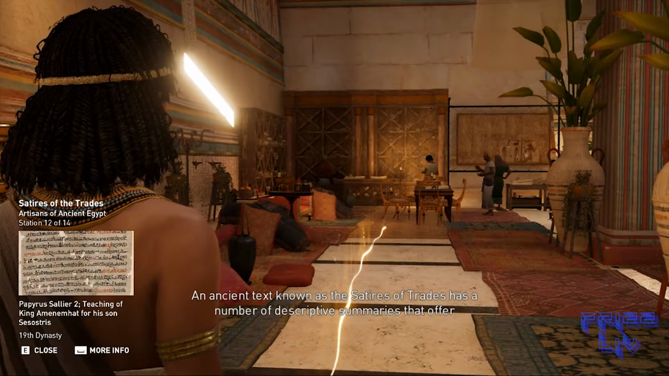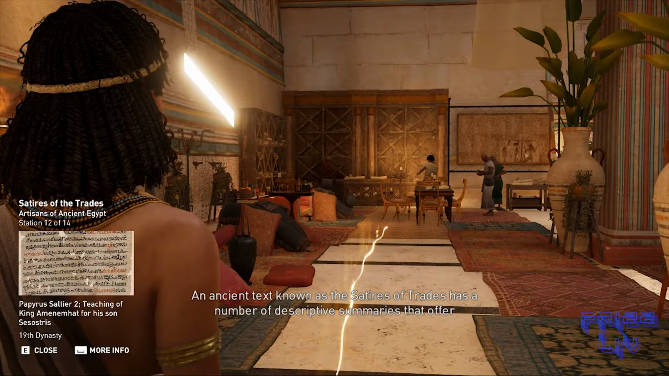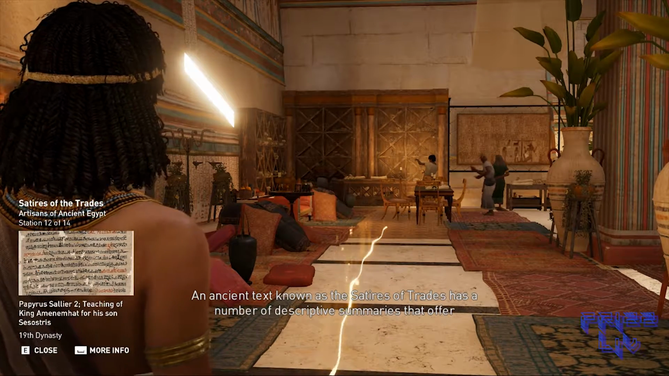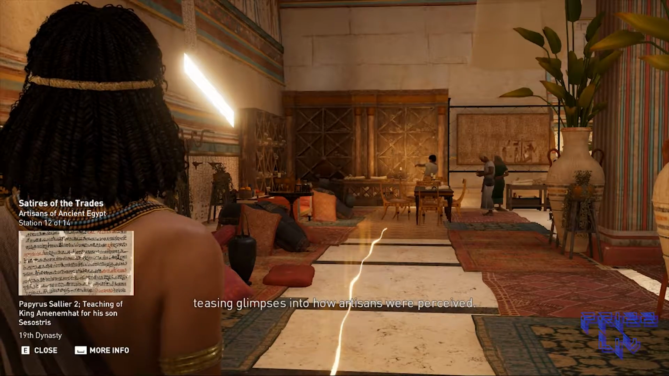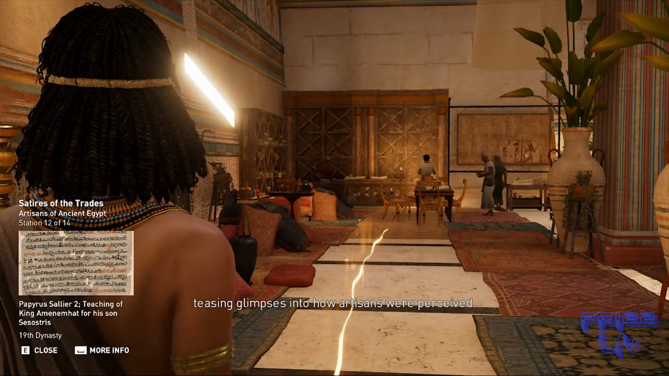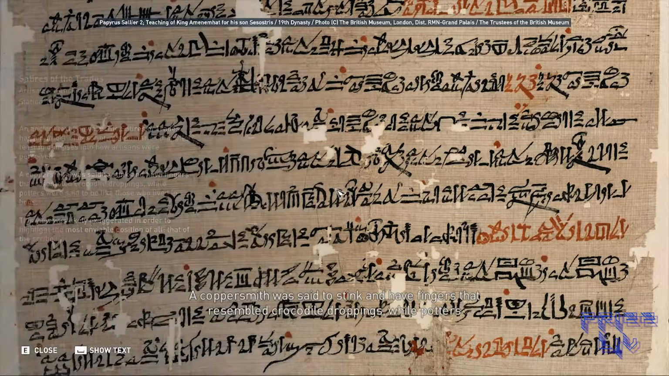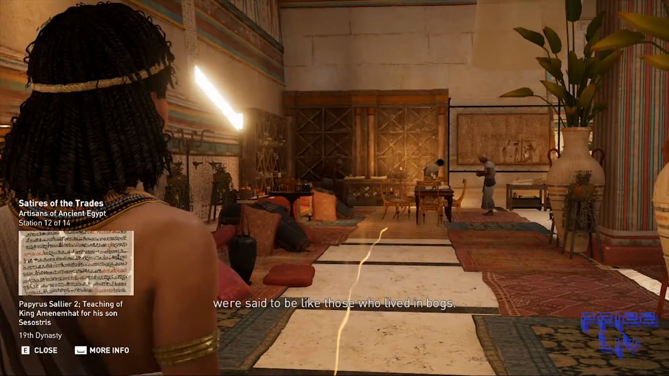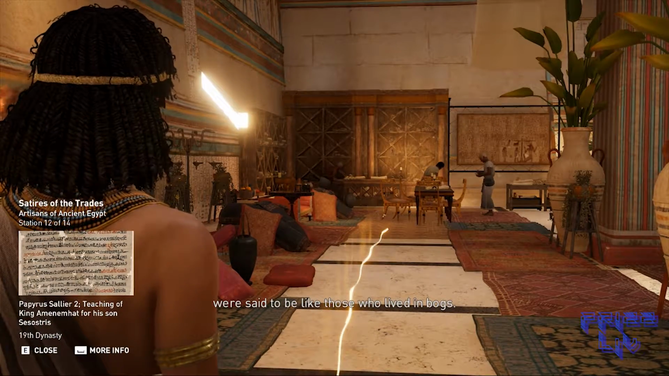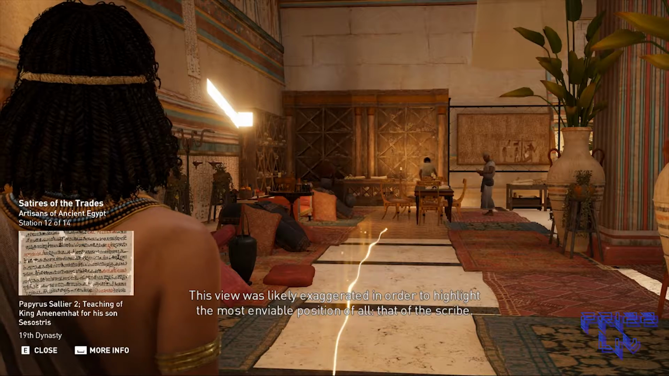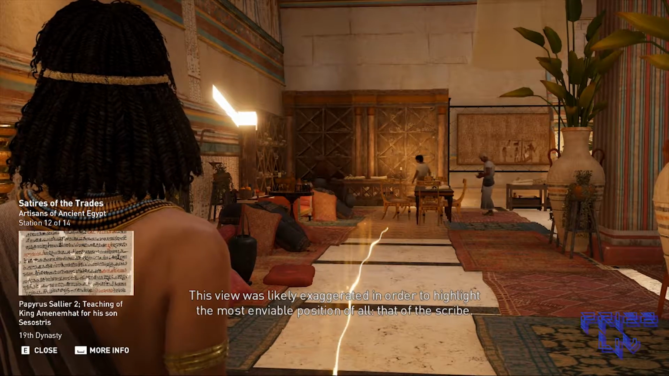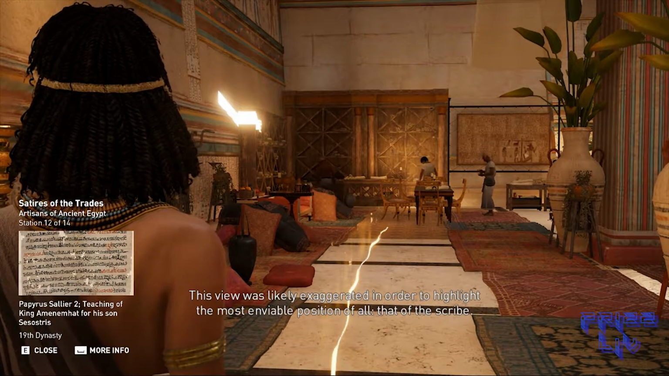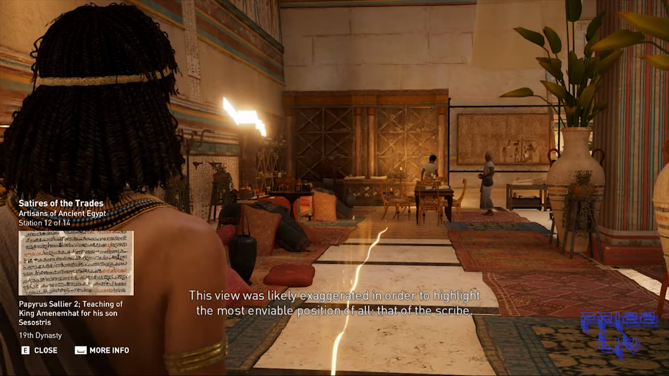An ancient text known as the Satires of Trades has a number of descriptive summaries that offer teasing glimpses into how artisans were perceived. A coppersmith was said to stink and have fingers that resembled crocodile droppings, while potters were said to be like those who lived in bogs. This view was likely exaggerated in order to highlight the most enviable position of all, that of the scribe.